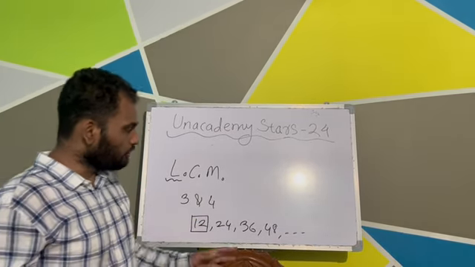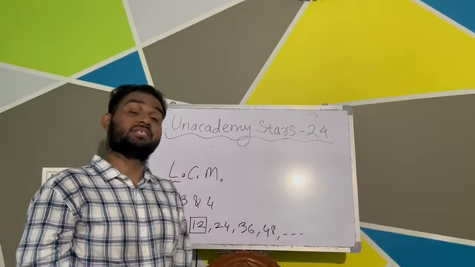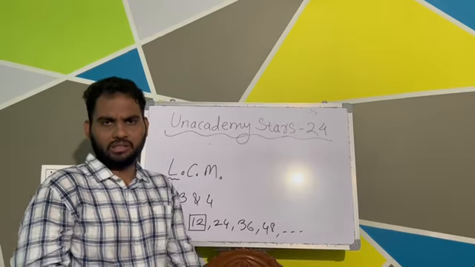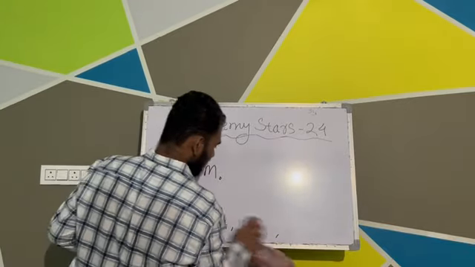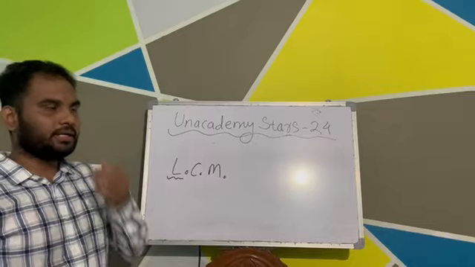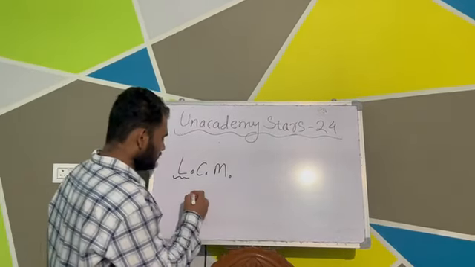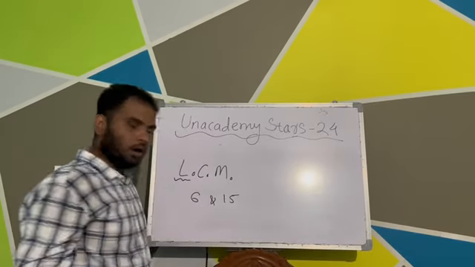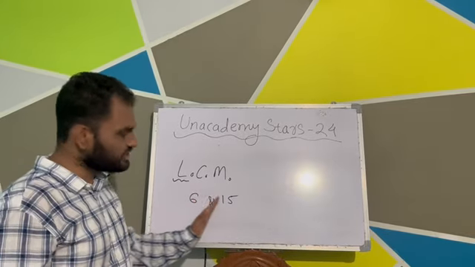But do we have to write all of these possible multiples for finding out the LCM? The answer is no. We have another method, called the factorization method, to find out the LCM of given numbers. Let us see what it is. Let's just assume we have to find the LCM of 6 and 15. Now what we have to do is find the prime factors of these numbers.